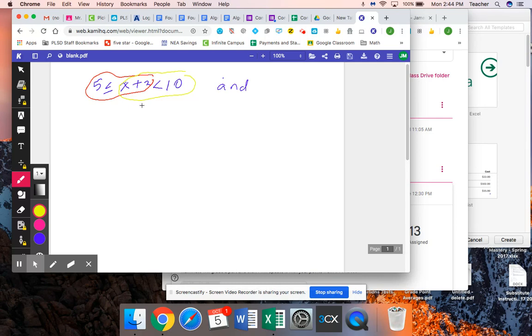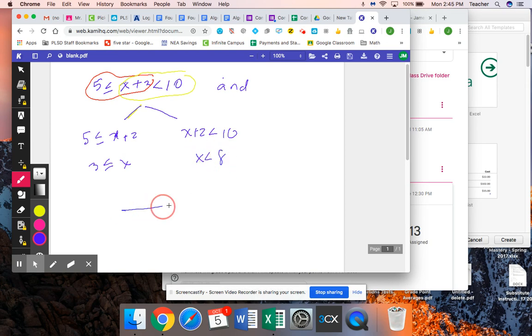With that said, I need to break this apart into two different ones. I can see it as 5 is less than or equal to x plus 2. And I can also see it as the yellow, which is x plus 2 is less than 10. So as long as I solve both of those, I'll be able to solve this, right? If I subtract 2 from both sides, I'll find that 3 is less than or equal to x. And then for x plus 2, if I subtract 2 from both sides, I'll find that x is less than 8.